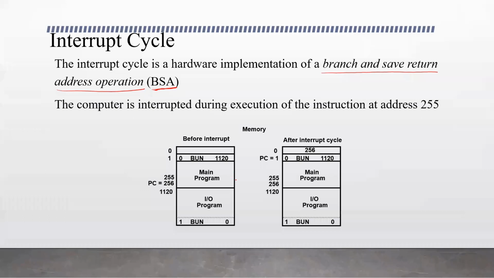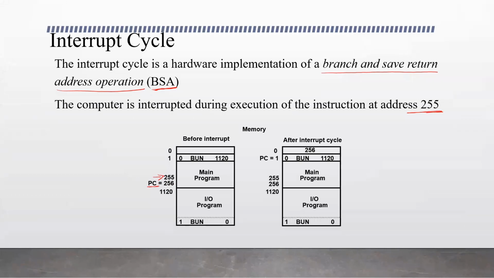Let's assume here that the computer is interrupted during the execution of address 255. You see the memory before the interrupt, at location 255 here. Let's say that at this particular location, the interrupt occurred. The computer is interrupted. This is the main program, and the computer is executing this. At this particular point, it is interrupted, and the next instruction to be executed is location 256. It is there in PC.